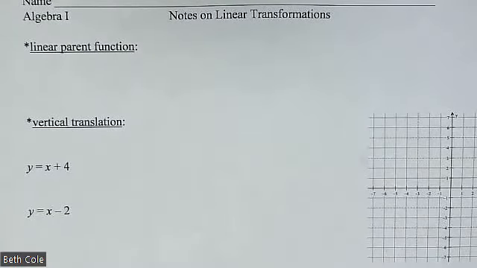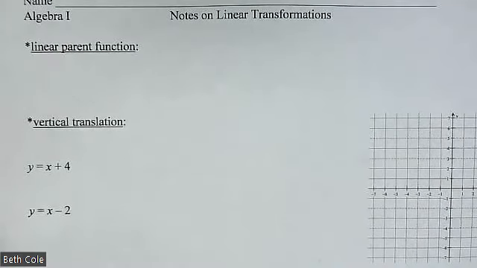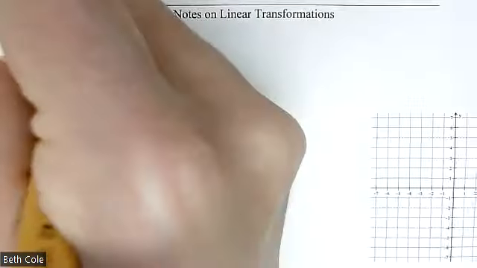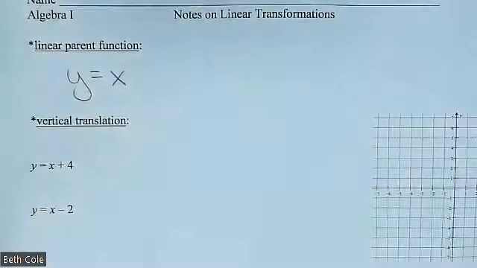So what we're going to do here are what are called transformations. It's where you take something and you change it. So we're going to talk about what's called the linear parent function. That's the one that doesn't have any changes made to it, like the quote unquote standard one. And it is just y equals x. Just y equals x with nothing else with it.